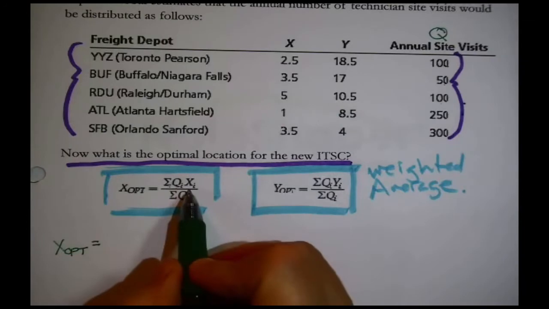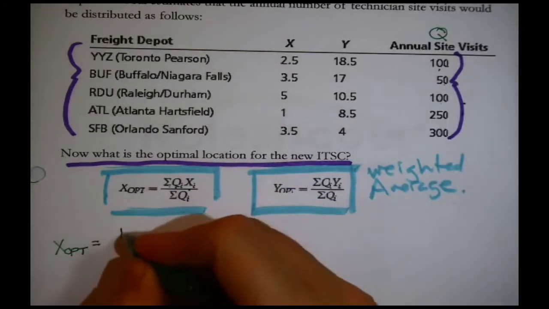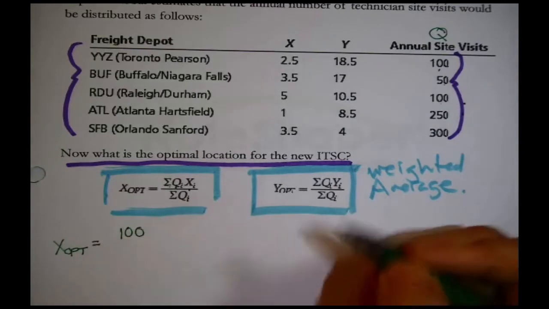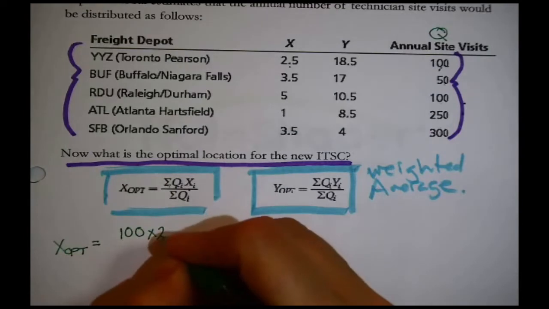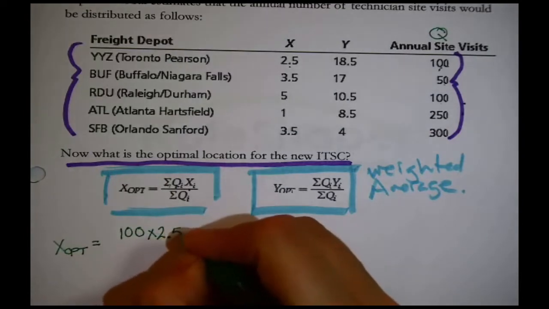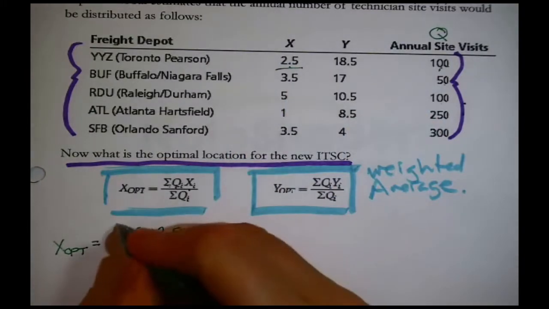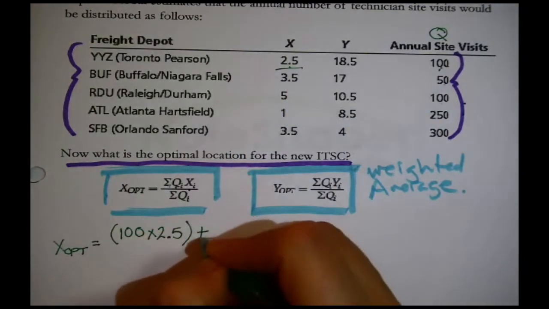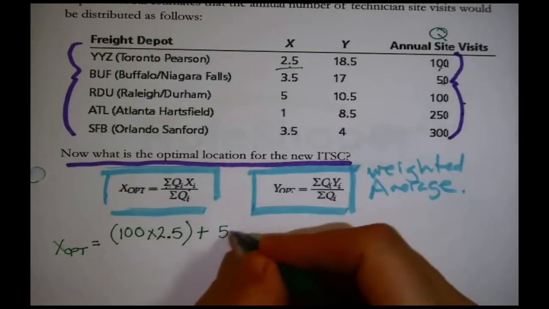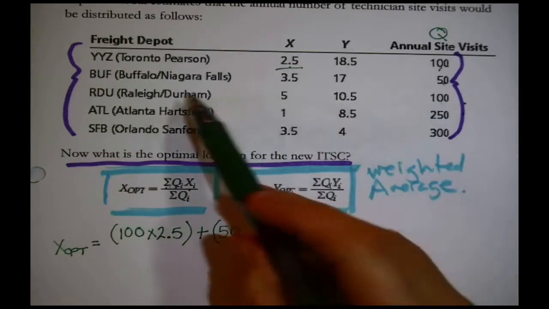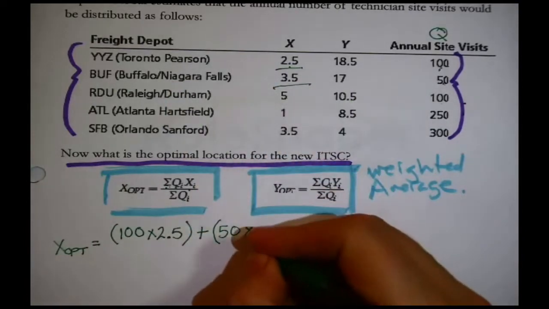Now, what does this mean right here? It's easy. Q, pick a quantity. Well, that's 100. It belongs to Toronto Pearson. Multiply it times the x-coordinate. Okay, 100 is the number of visits for Toronto Pearson, and 2.5 is the x-coordinate for Toronto Pearson. Do that, plus, remember sigma means add up, take that 50, it refers to the number of site visits required by Buffalo, times the actual x-coordinate.